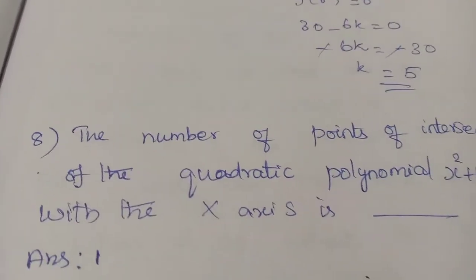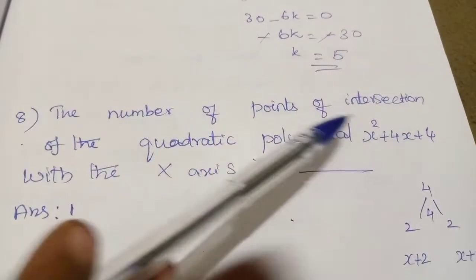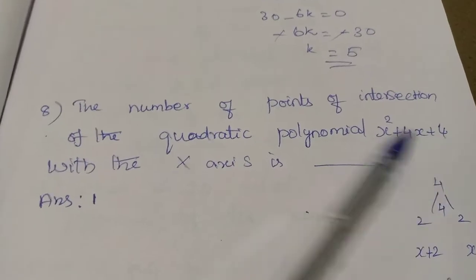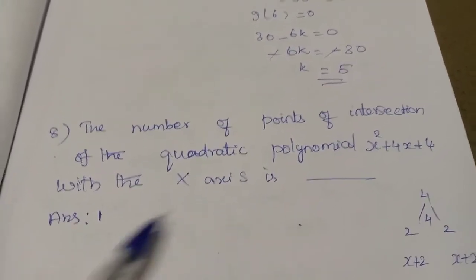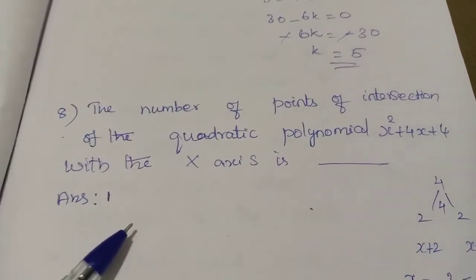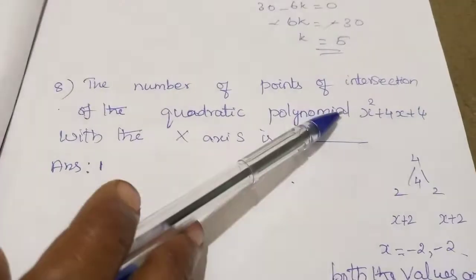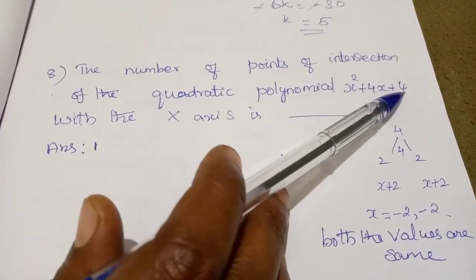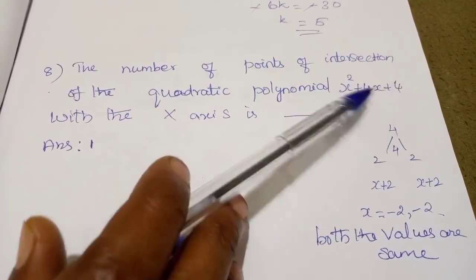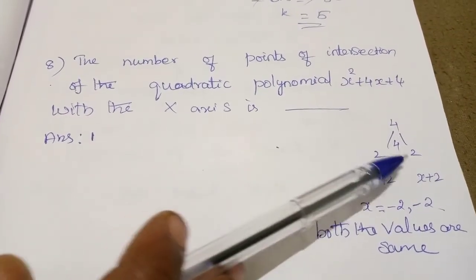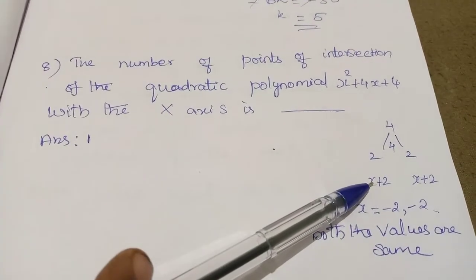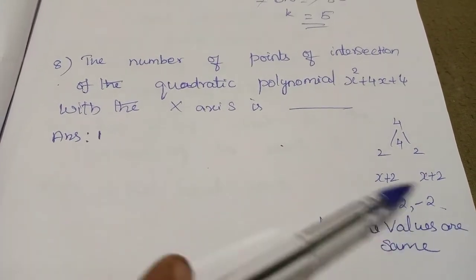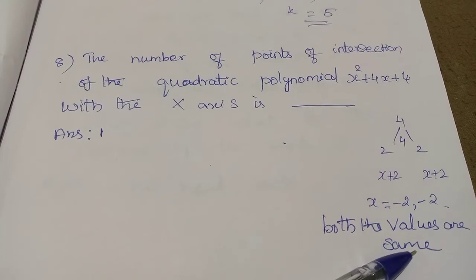Question number 8. The number of points of intersection of the quadratic polynomial x square plus 4x plus 4 with the x-axis is 1. How can we find out? Listen here. The given equation is x square plus 4x plus 4, so we need to factorize. Multiplication number 4, addition number also 4, so the numbers are 2, 2. As a factor form we can write x plus 2 into x plus 2. So x is equal to minus 2, minus 2. Both values are the same, so the point of intersection is 1. Understood?